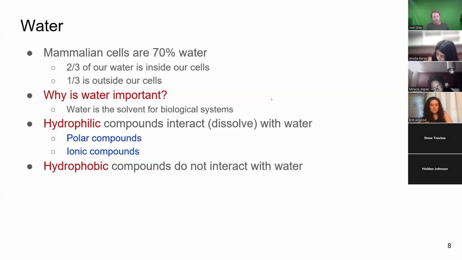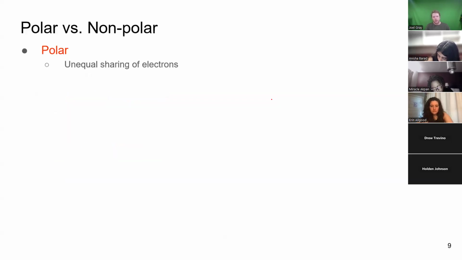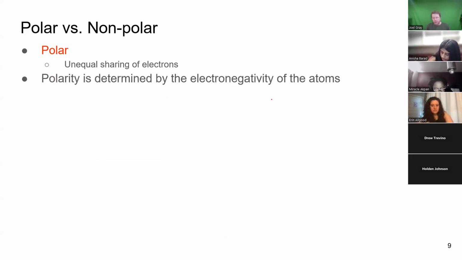So, hydrophobic compounds do not interact with water. These are your non-polar compounds. Now, a polar compound has an unequal sharing of electrons. So, with polar compounds, we're going to determine that and classify those based on electronegativity, the tendency to attract electrons within a bond. Which atom wants these electrons more? Well, is it the carbon? Is it the hydrogen? Is it the oxygen?